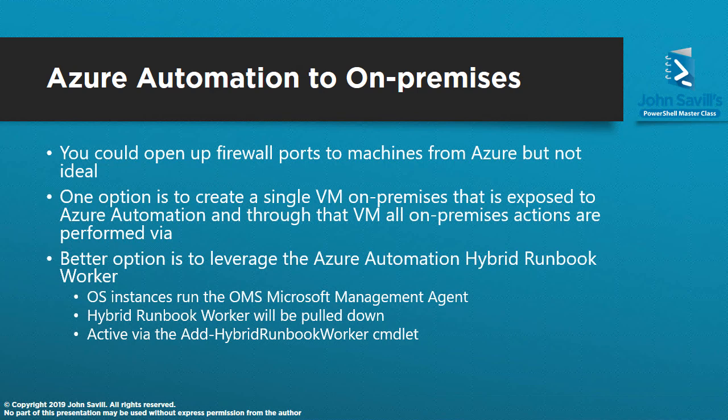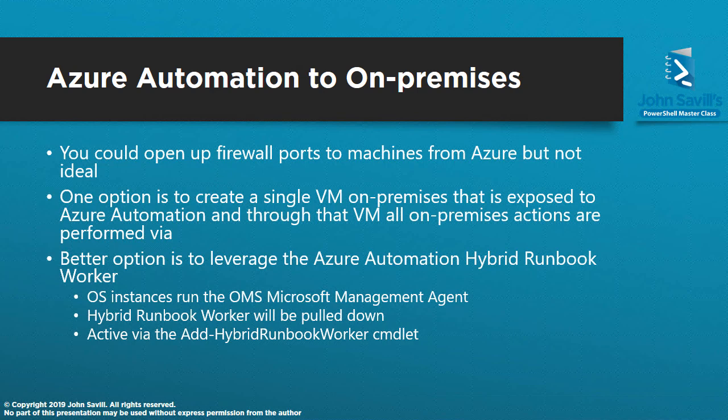These OS instances that I create run the OMS Microsoft Management Agent. The Hybrid Runbook Worker will be pulled down and installed, and then it establishes an outbound connection over HTTPS to Azure Automation, and then listens. Hey, should I be doing something?